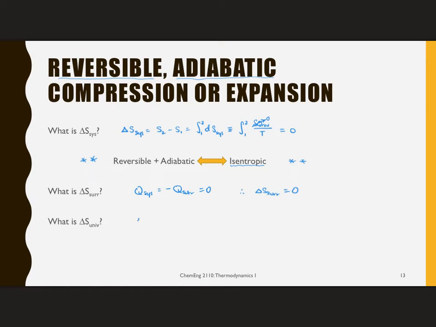If we combine these, therefore, delta S for the universe is delta S for the system plus delta S for the surroundings, which is 0. So delta S for the universe for a reversible adiabatic process with a closed system will be 0.